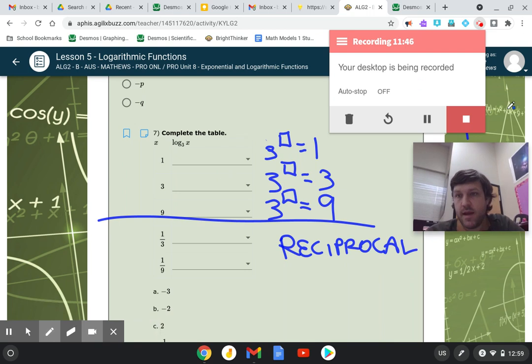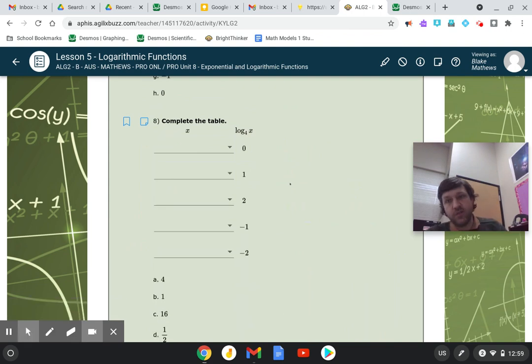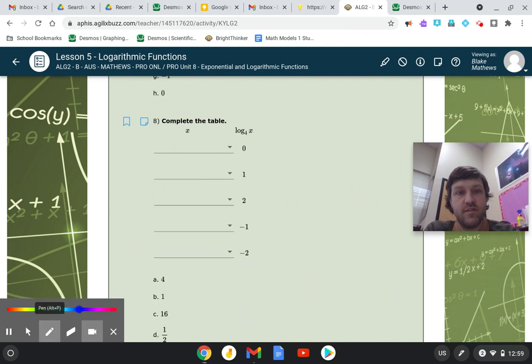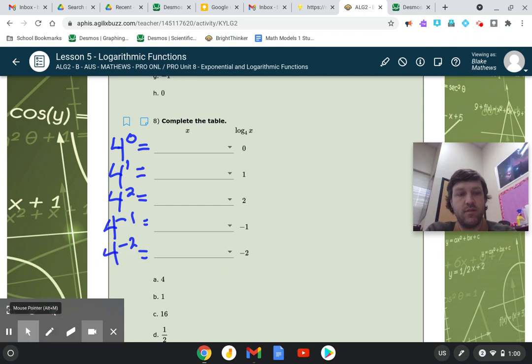And then looking at the next one, similar idea, just the reverse. So now you're looking for the x. And this is a lot easier. The log base 4 of x is 0, which means that 4 to the 0 power equals, and that's what goes in that blank. And then 4 to the first power equals, and that's what goes in that blank. 4 squared, and so on. 4 to the negative 1, 4 to the negative 2. And so you fill in the answers for x for each one of those. That's pretty much it for that.